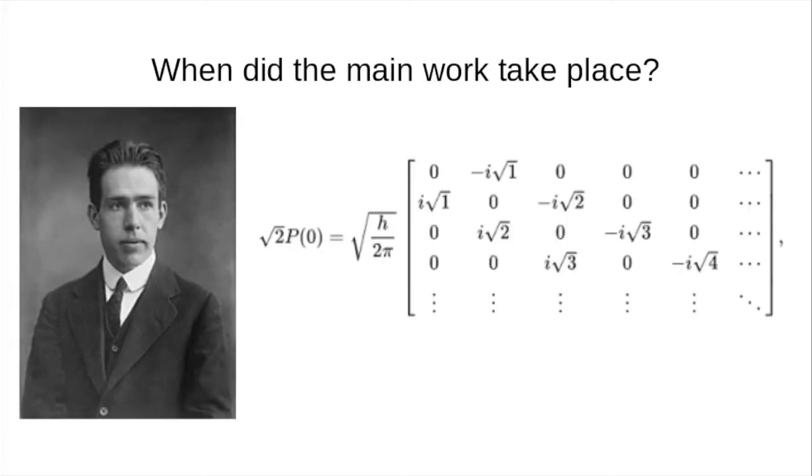When did the main work take place? Heisenberg's main work on his uncertainty principle took place between 1925 and 1927, in which Heisenberg worked with Niels Bohr, pictured below, in Copenhagen. During this time, Heisenberg developed matrix mechanics, pictured in the bottom right, eventually leading to the publishing of his Heisenberg uncertainty principle paper in 1927, which changed the way we look at quantum theory forever.